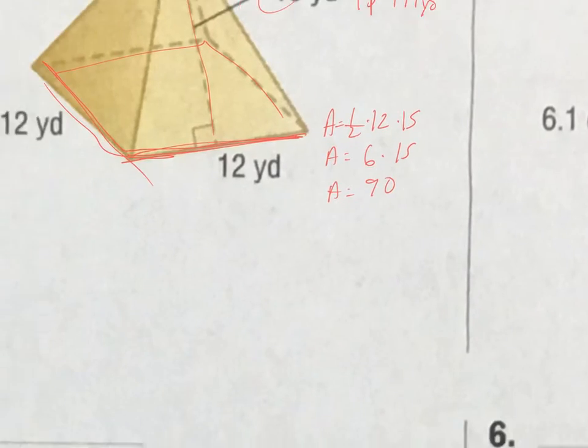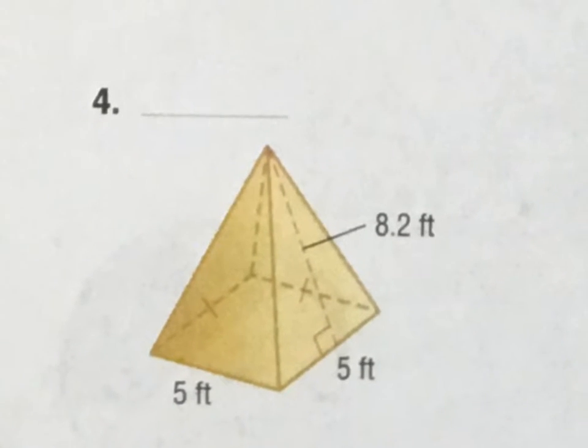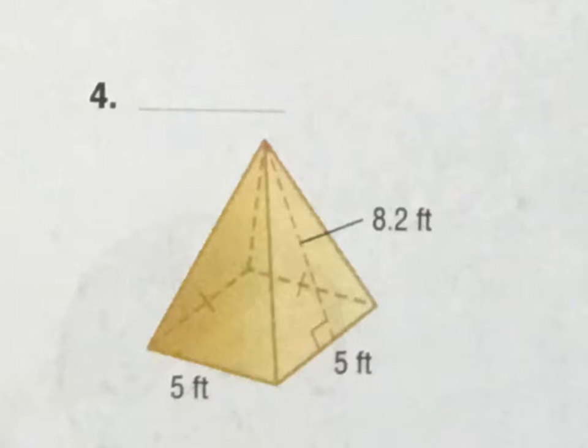Let's go to 4. Alright, I like these. It's a pyramid with a square base. So I'm going to give 4 triangles. 1 triangle, 2 triangle, 3 triangle, 4 triangle. And then I'm going to have 1 parallelogram base. This is a 5 by 5, so that's 25 feet squared.